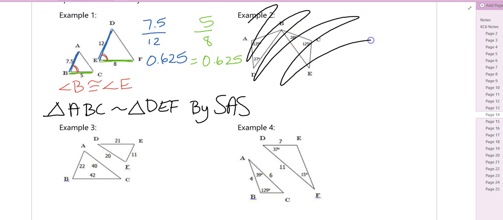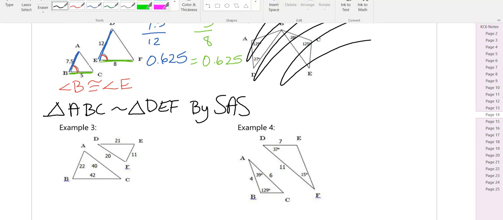All right, example number 2, we're not going to cover this one, so you can go ahead and cross this off. We're going to skip that one. Example number 3. So I do have all these sides that are labeled. I don't have any angles, so I can't use angle-angle or side-angle-side, because those include angles. But I do have all three sides, so I'm going to go ahead and try to prove side-side-side.